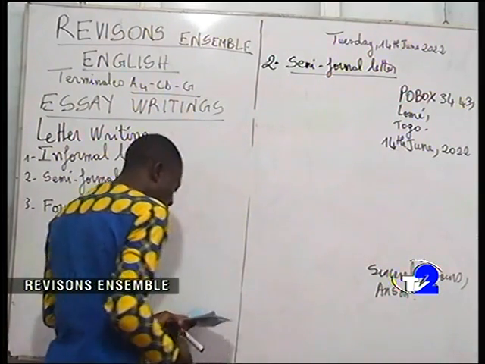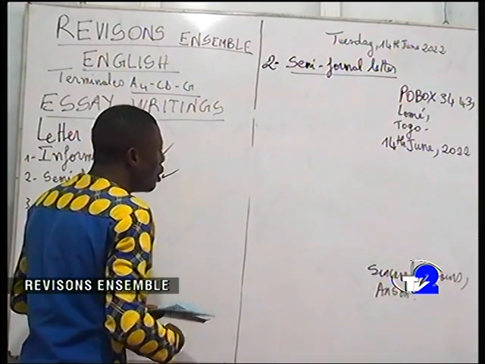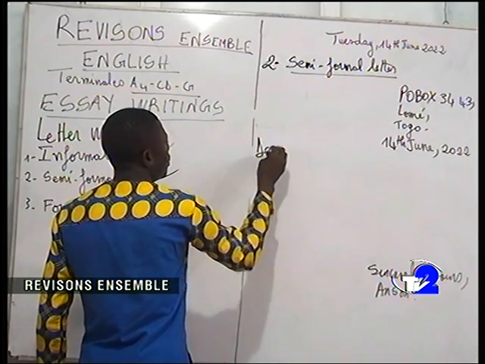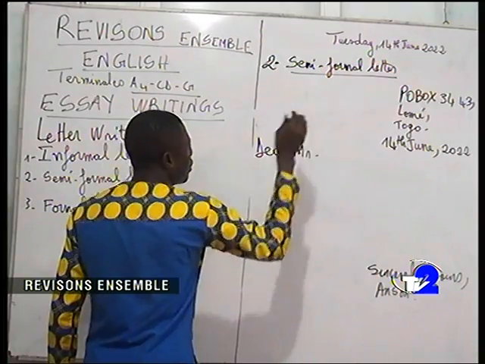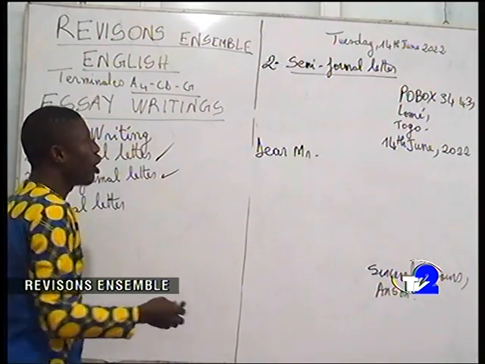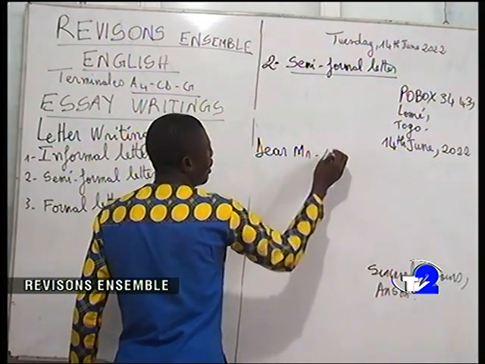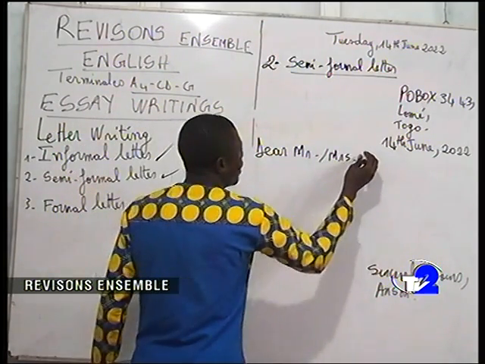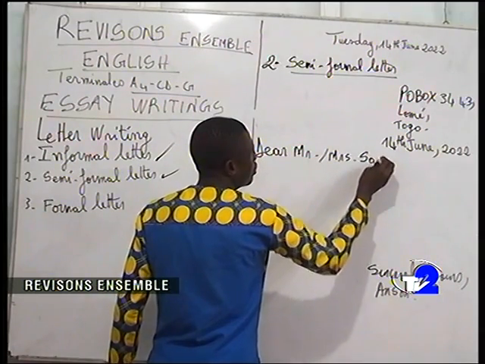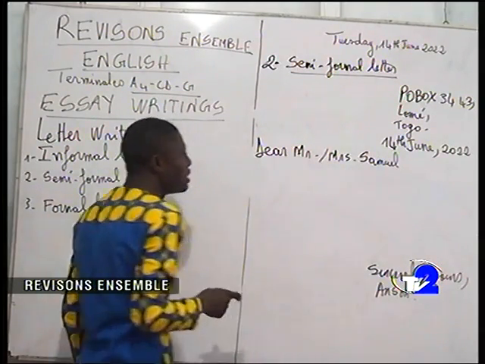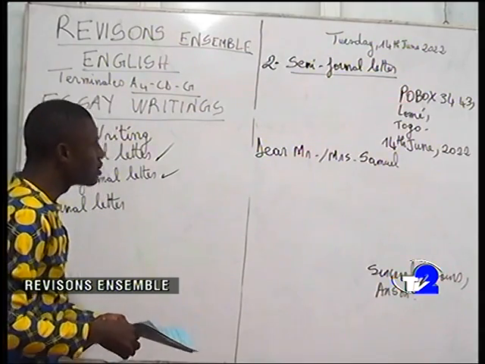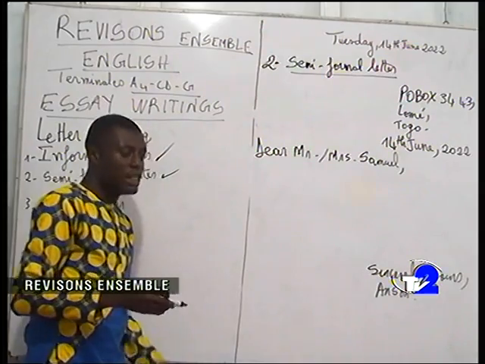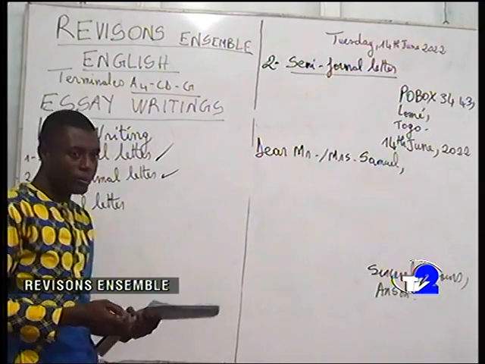Instead of saying dear John or dear Samuel, we are going to show respect by saying dear Mr. or dear Miss or Sister when it is a girl, and now we add the name. Dear Mr. Samuel or dear Miss Aglabi. That is the only difference between a semi-formal letter and an informal letter.